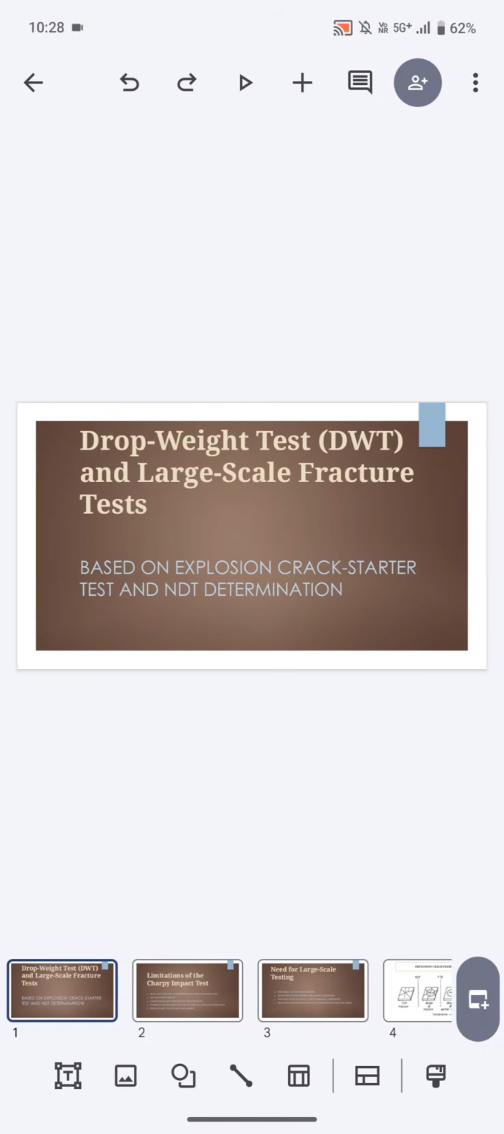Today we will see about the drop weight test and other large scale tests. Today first we will see about them generally.